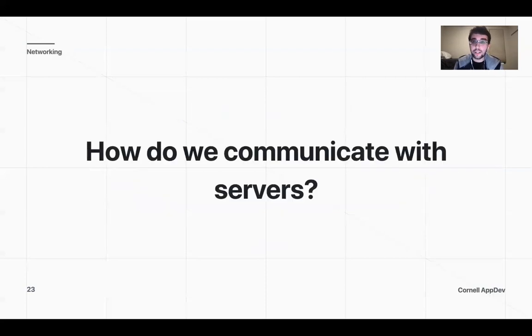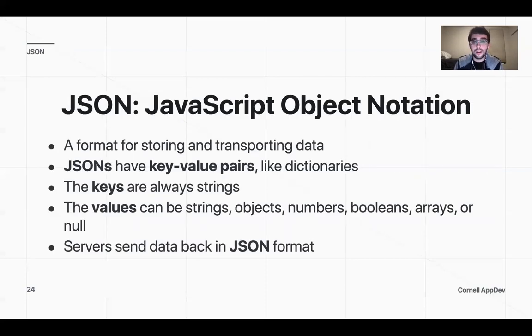So how do we actually communicate with servers? To communicate with a server, you're going to use a JSON, if you've heard of that before. It's just a JavaScript object notation. And basically it's just a dictionary where the keys are always strings, and then your values can be other strings or other JSONs, so just other objects inside of a JSON. You can have numbers in there too, true or false Booleans, arrays, or it can just be null, that there's nothing there.